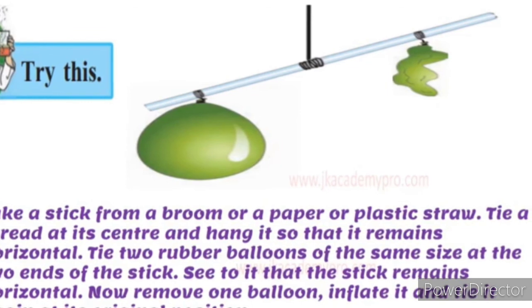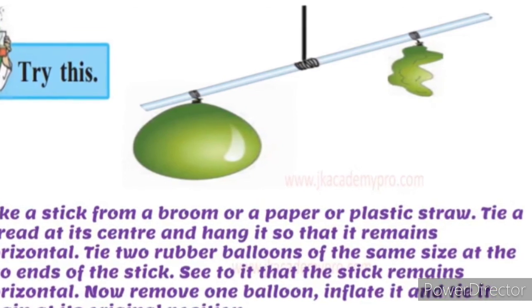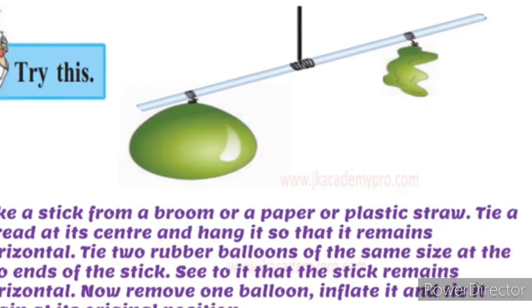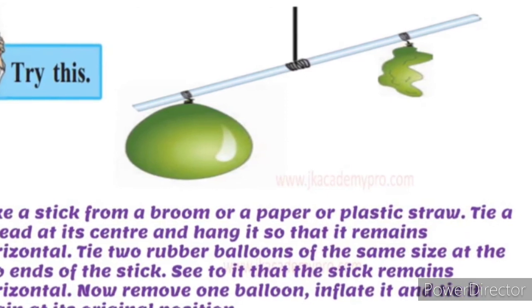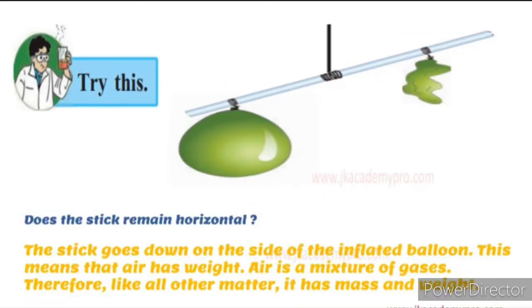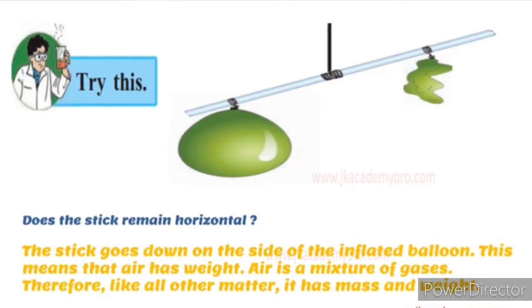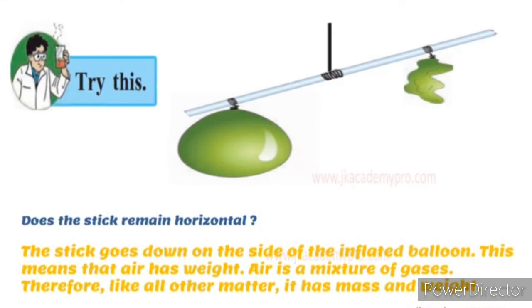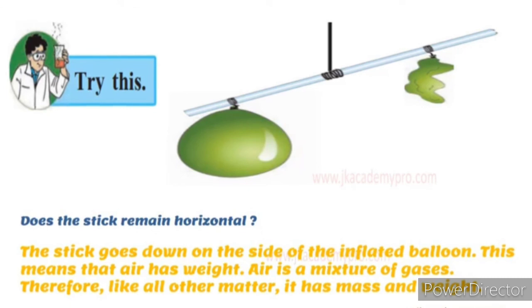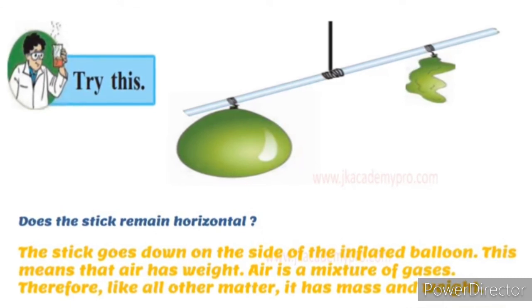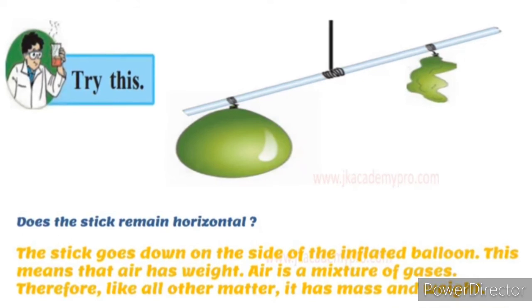Does the stick remain horizontal? The stick goes down on the side of the inflated balloon. This means that air has weight. Air is a mixture of gases. Therefore, like all other matter, it has mass and weight.